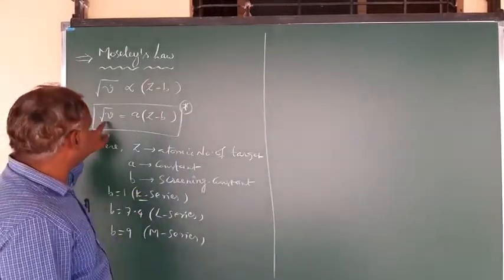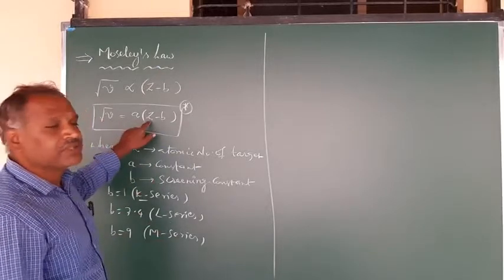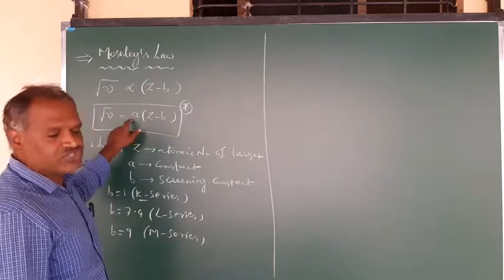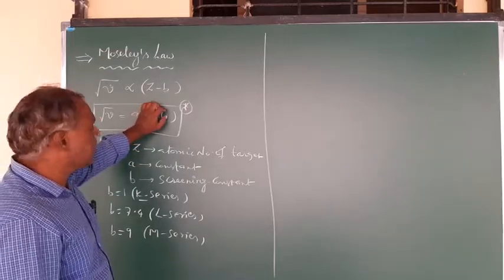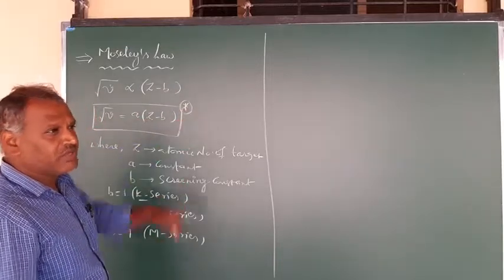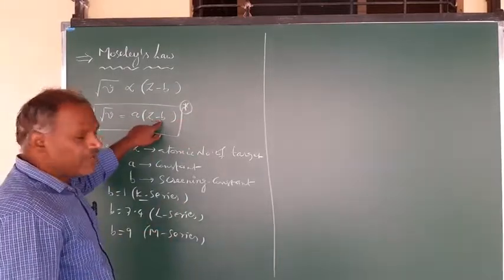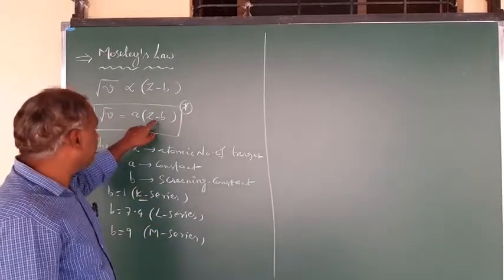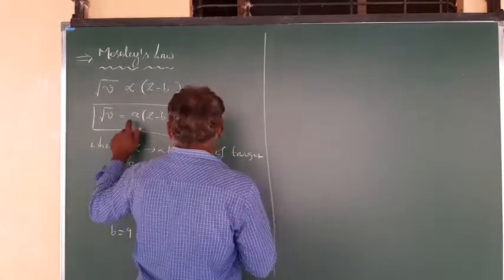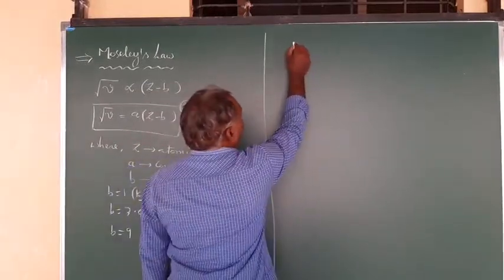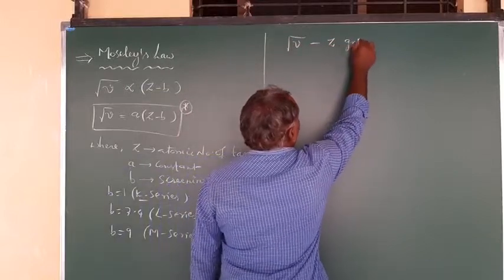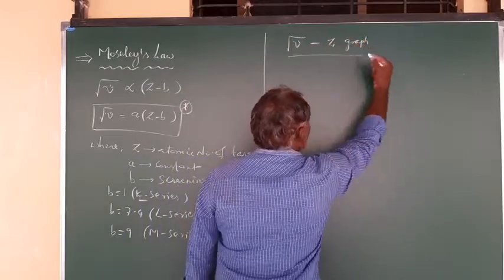If you observe the graph drawn between the square root of frequency and Z, the atomic number of the target, where a and b are constants, this is a variable, this is a constant, and here the intercept is not zero. Based on the b value there is a graph you get. This equation is a straight line equation. So if you draw the graph between square root of frequency versus atomic number, you can expect to get a straight line.